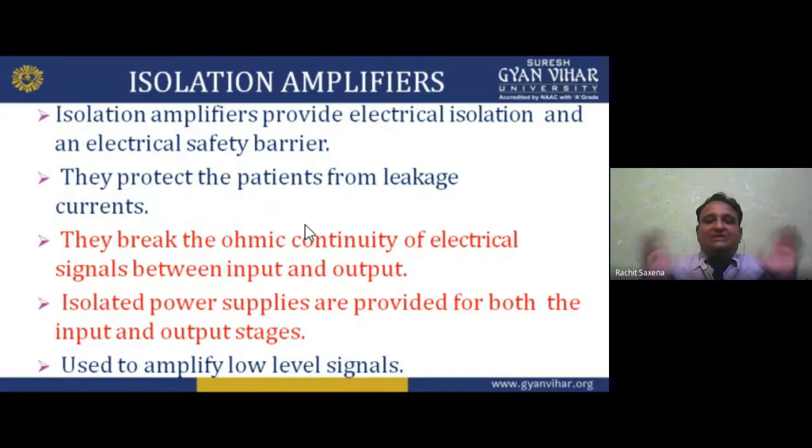Now, one thing is there: if I am isolating between 1 and 2, input and output, then input power also needs supply, and output also. So isolated power supplies are provided for both the input side and the output side. Then it is used to amplify low level signals. Why are we using it? Because I am calling it an amplifier, my dear student. The basic thing for an amplifier is to amplify the signals, to increase the signal value. That is amplification, so it amplifies the low level signals. That is why we are using an amplifier.